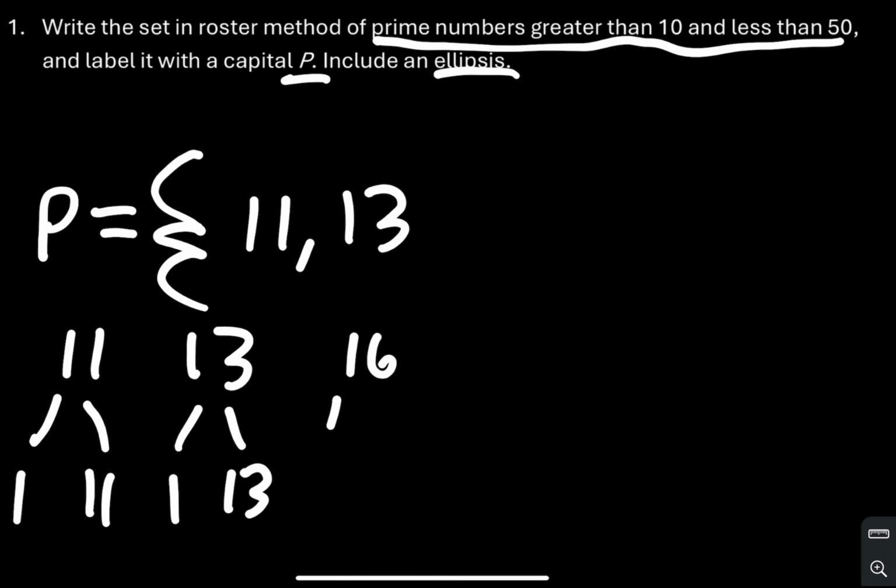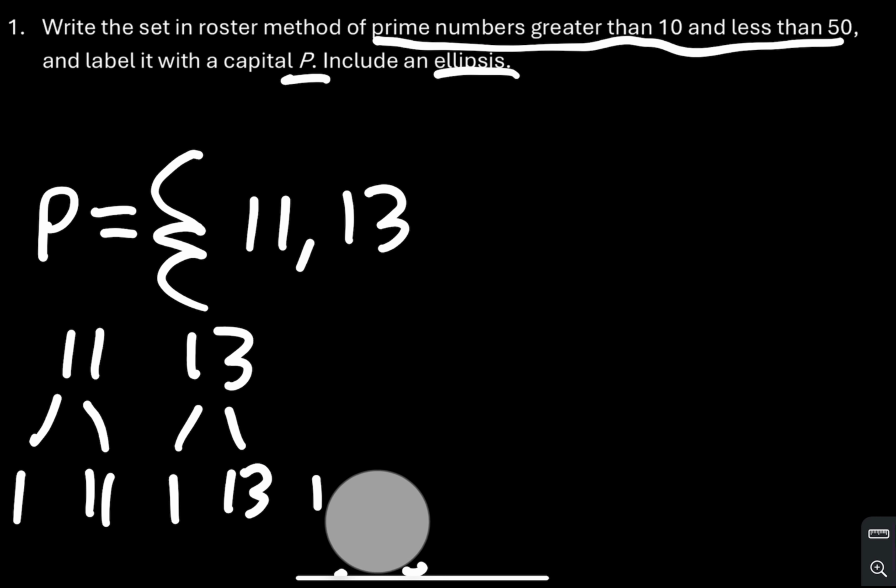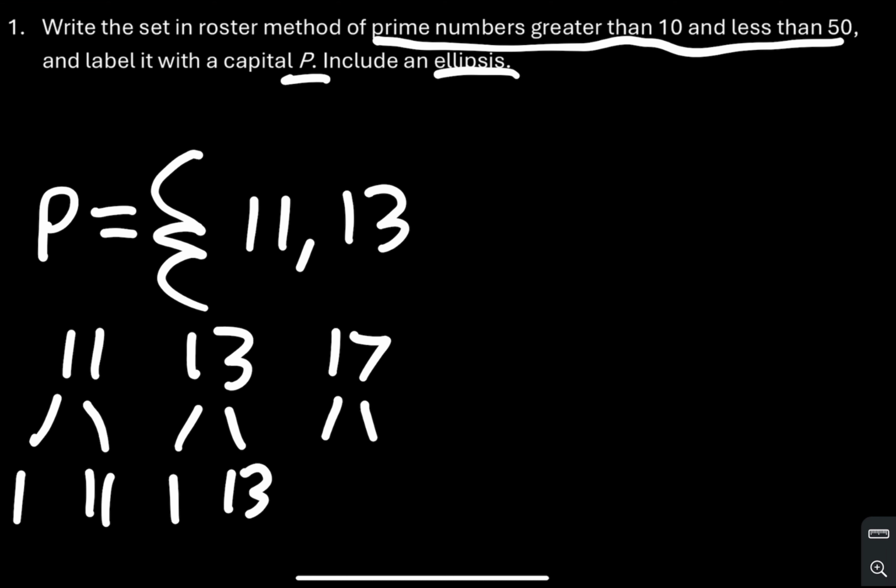Next we have 16, so we have 1 times 16, but we can factor 16 into 2 times 8. So 16 is not a prime number. Next we have 17, so we have 1 times 17, but we can't factor out 17 any further. So 17 is going to be our third number. Now that we have 3 numbers, and we've established a pattern, we can use our ellipses.